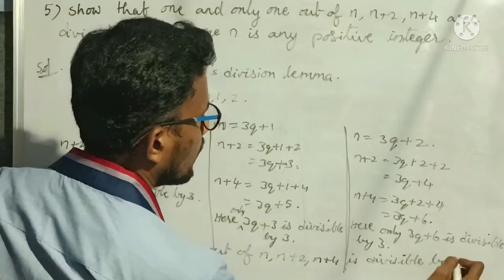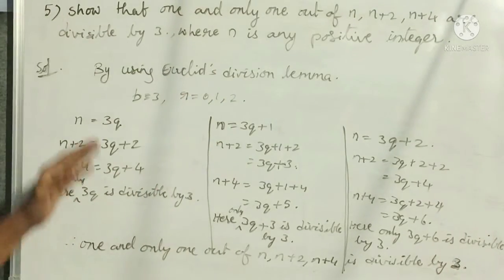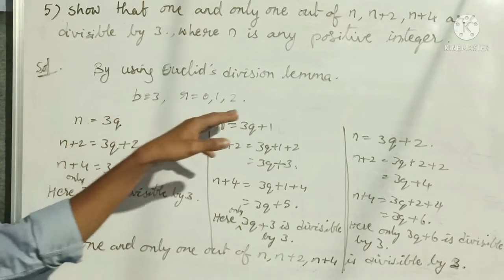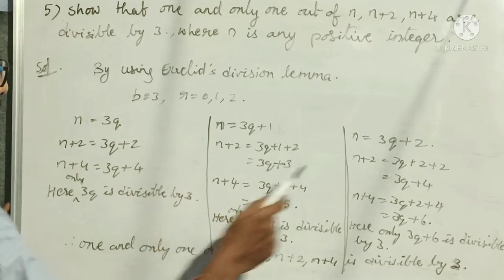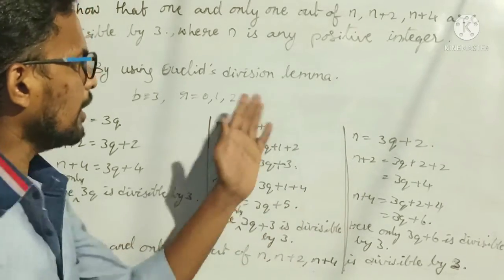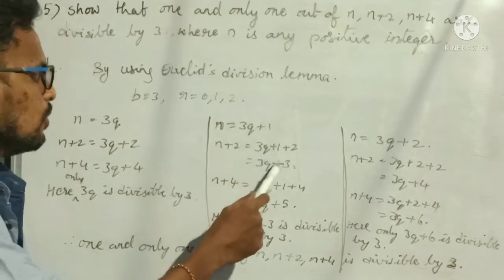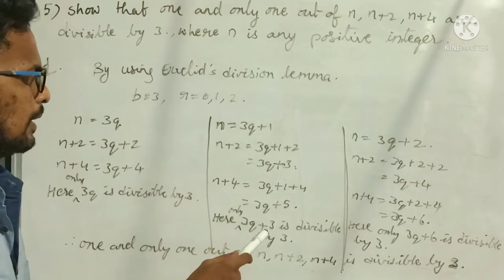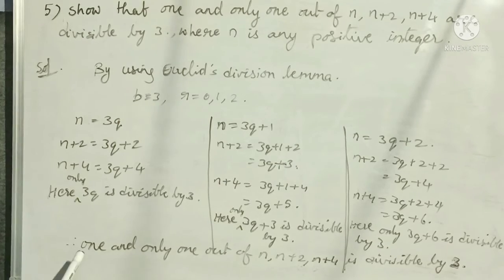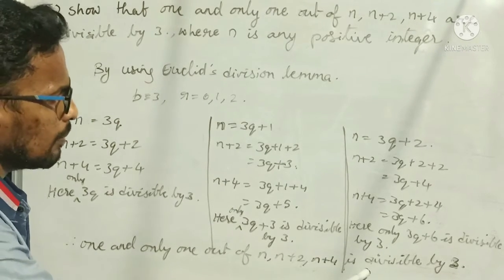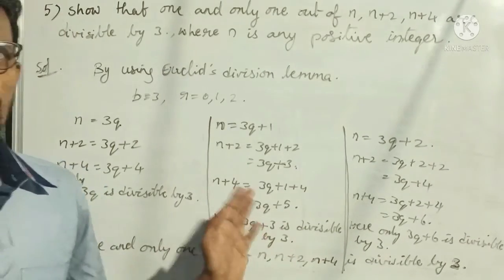by 3. Okay, so for every number, we have to check all three conditions: n, n plus 2, n plus 4. Here also n plus 2, n plus 4. Here also n plus 2, n plus 4. But if we check all three conditions, only one is divisible: here 3q, here only 3q plus 3, that is n plus 2, and here only 3q plus 6, that is n plus 4. That's why one and only one out of n, n plus 2, n plus 4 is divisible by 3. Understood? So this is our fifth problem.